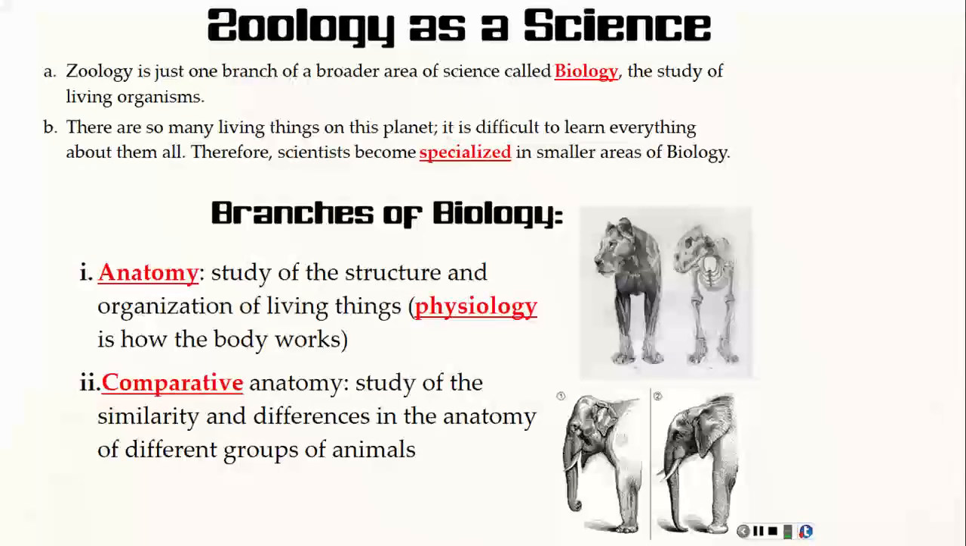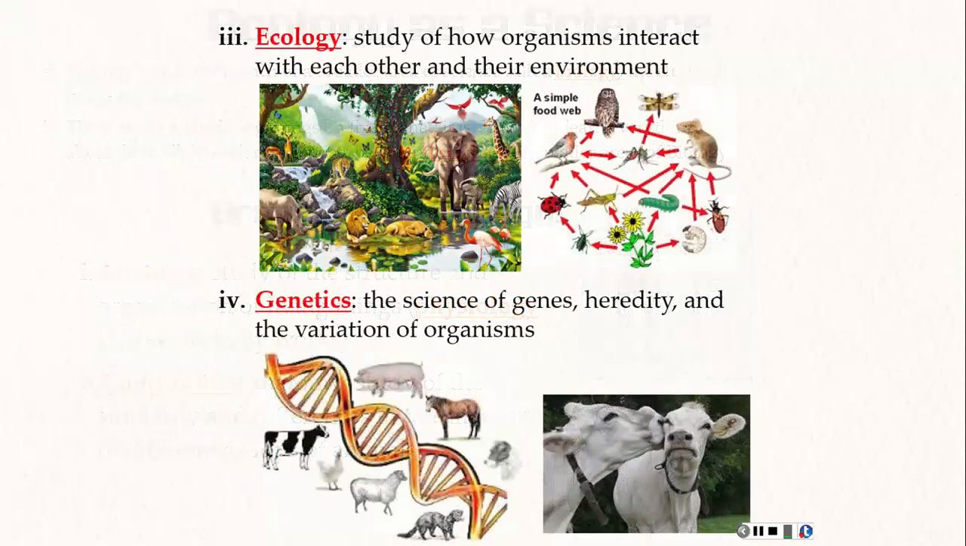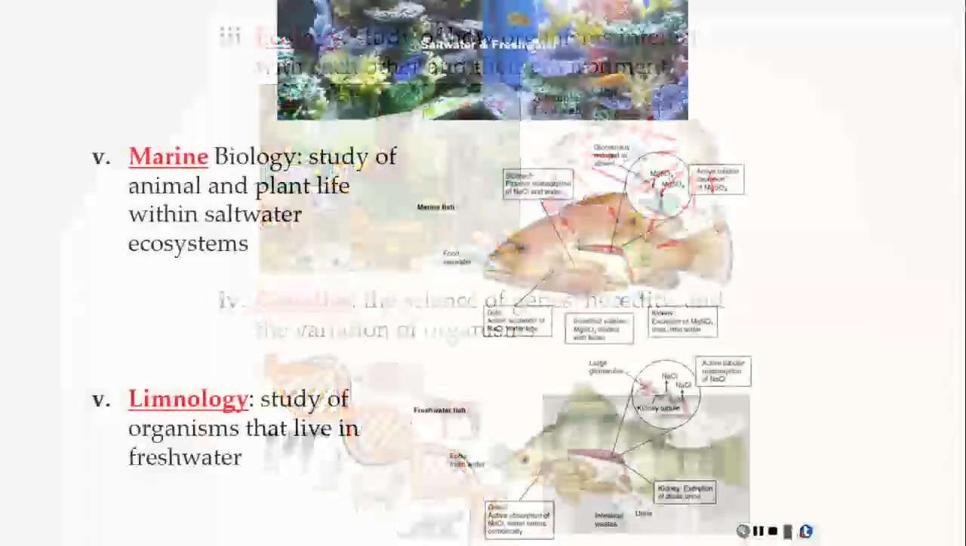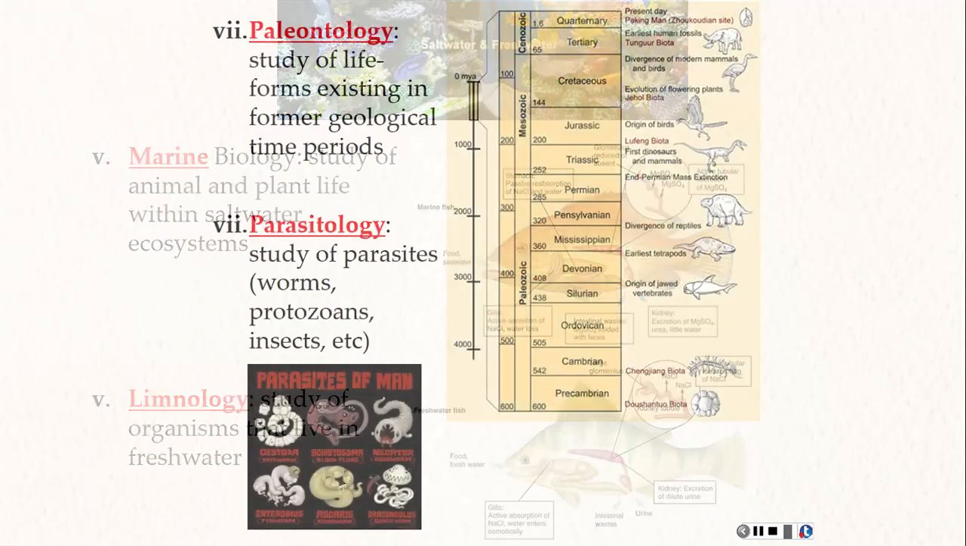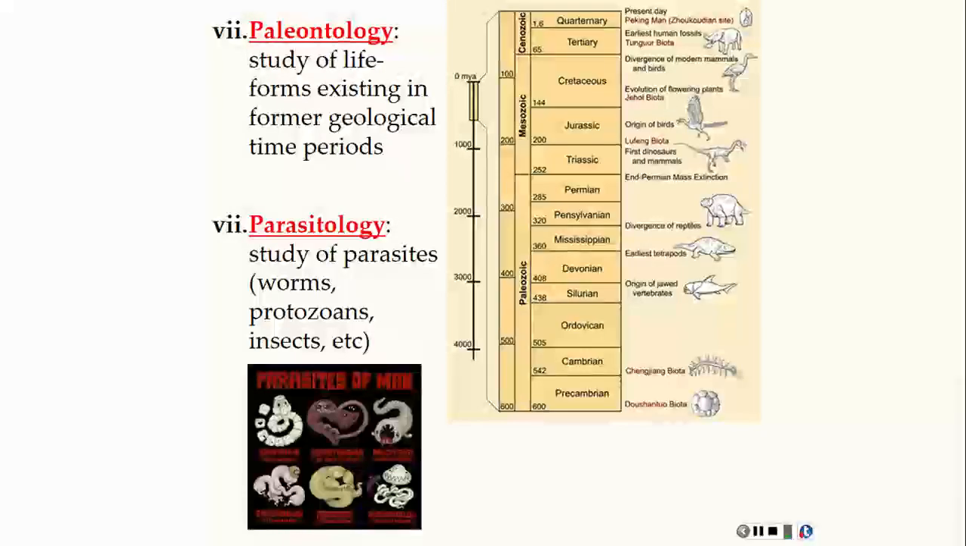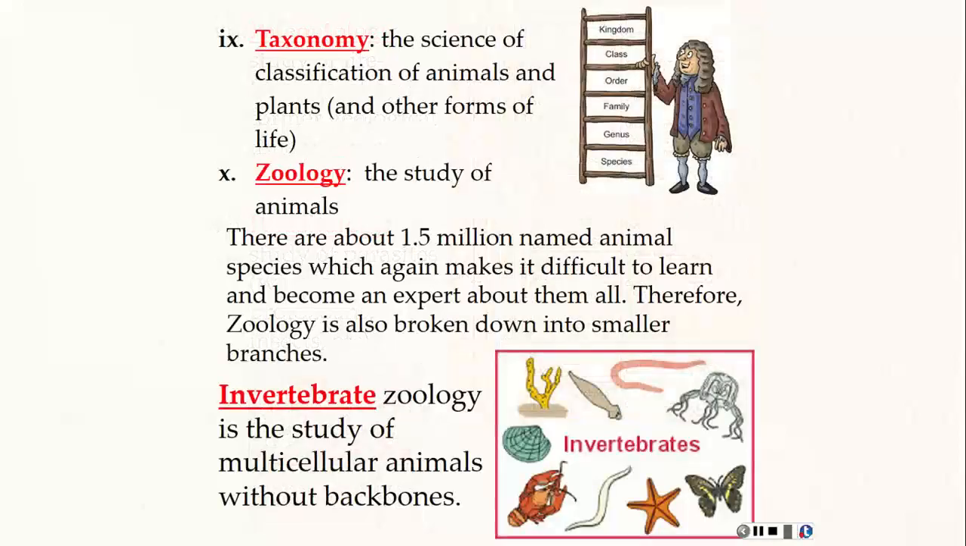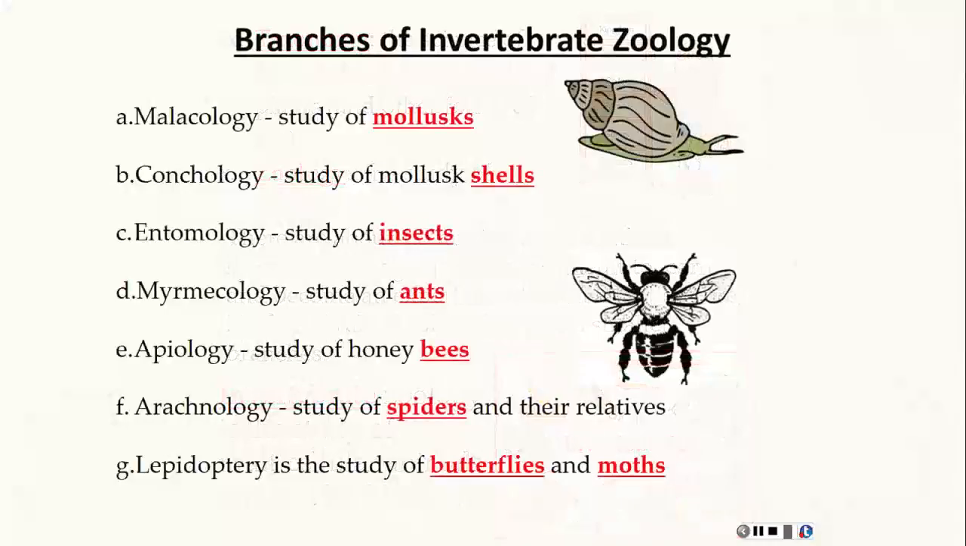The rest of these slides I'll just leave for you to go through as you wish. These are just different branches of biology. I'm just going to zoom through to show you what's available here. Different fields, different terms you might hear like limnology, what is that? Parasitology, paleontology. Again, this is just an overview of different branches that you might be interested in pursuing.